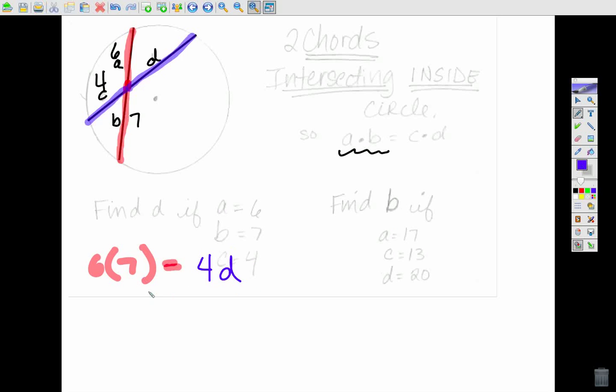All right, so let's go ahead and finish the problem here. 6 times 7 is 42. 42 equals 4D. Divide both sides by 4, and you get, hold on, let me put it in my calculator, 10.5.